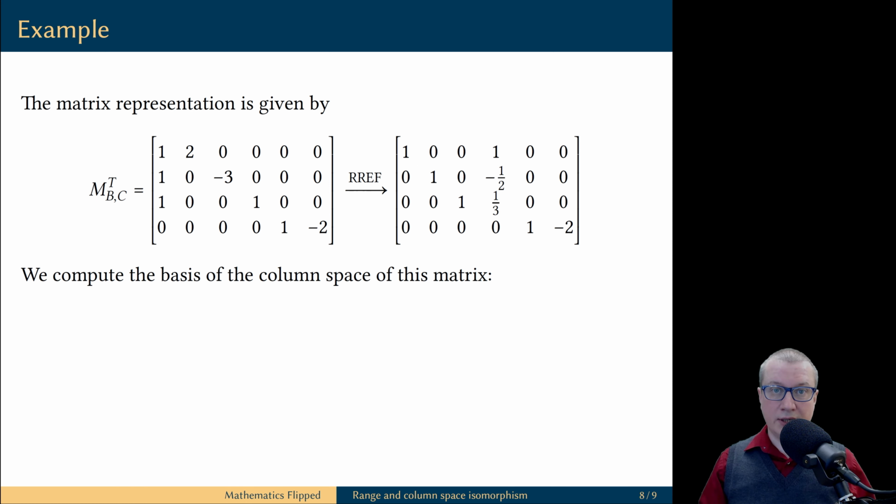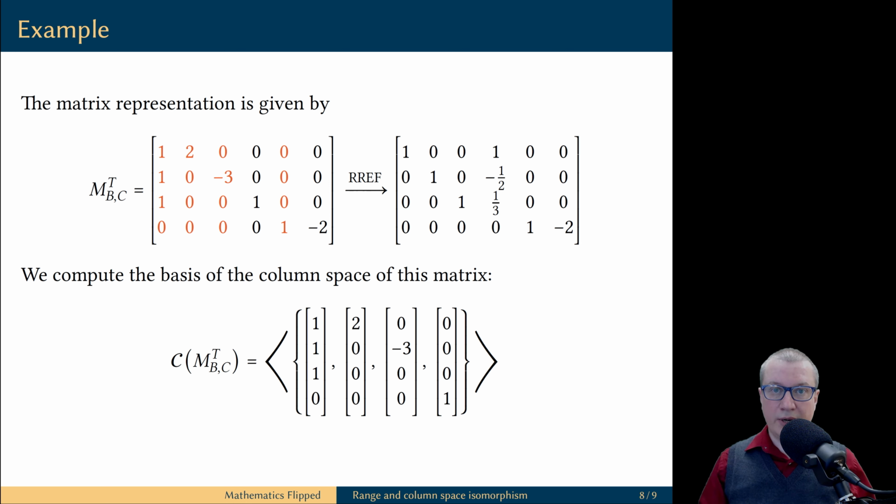For this, we obtain the reduced row echelon form of this matrix. We notice that columns 1, 2, 3, and 5 are the pivot columns. Therefore, the basis of the column space of this matrix consists of the columns 1, 2, 3, and 5 of the original matrix. But now we can use this basis of the column space to construct a basis for the range of the linear transformation. And to go from the column space back to the range, we need to uncoordinatize each of these column vectors relative to the basis C.